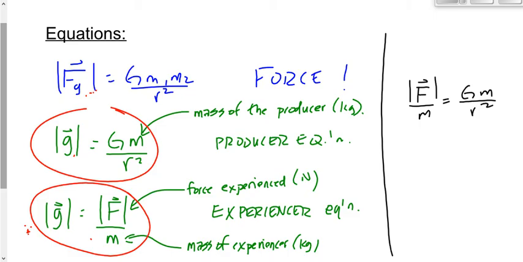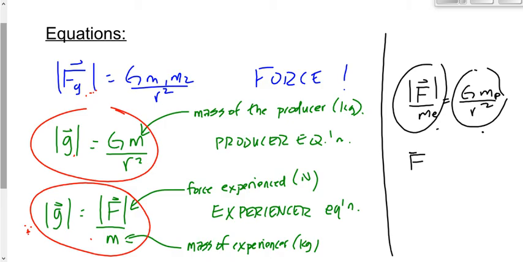So the field experienced is equal to the field produced, right? The field experienced by the board marker is equal to the field produced by the Earth. Agree? We get two different masses here. So let's call this one the mass of the experiencer, and let's call this one the mass of the producer, because we want to keep them straight, right? Don't want to get them mixed up here.